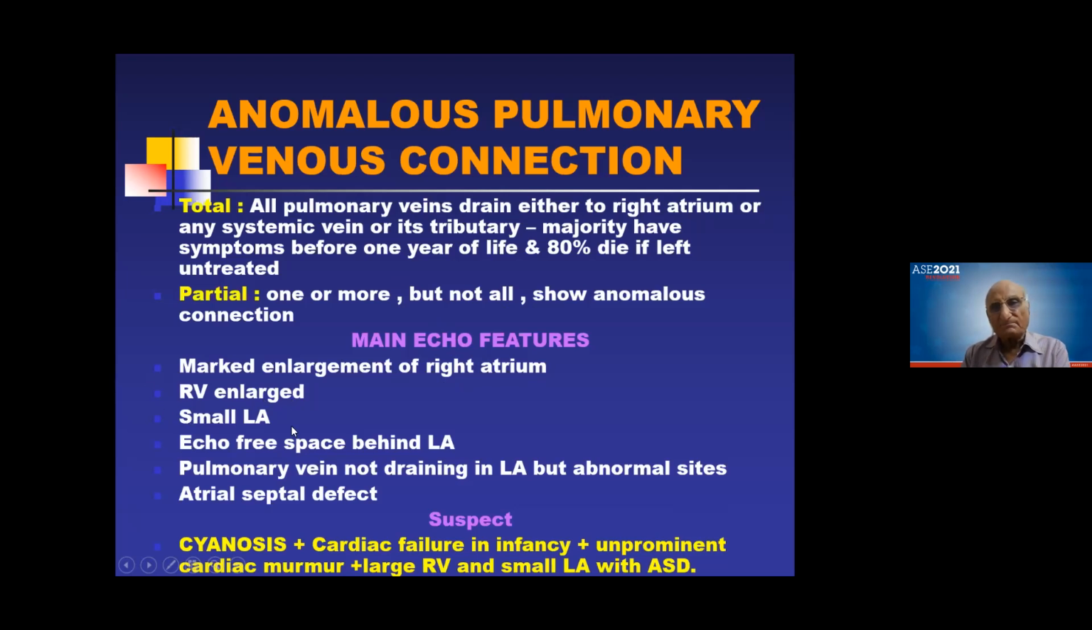There is a marked enlargement of the right ventricle. There is a small left atrium, because the left atrium normally gets blood from the pulmonary veins. But here the pulmonary veins are not draining into the left atrium. So like you saw in tricuspid atresia, where the RV was hypoplastic, here there is a small LA. This is something difficult. There is an echo-free space behind the LA where all the pulmonary veins drain. So you suspect it when there is cyanosis plus cardiac failure in infancy, an unprominent cardiac murmur, large RV and RA with a small LA and ASD. Small LA, remember this thing.